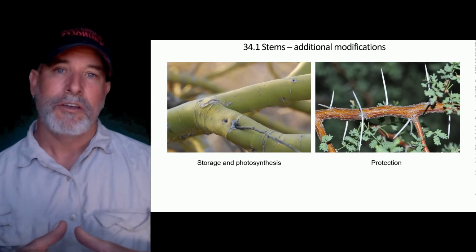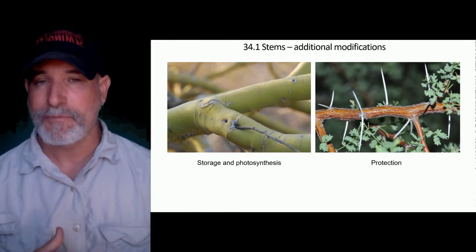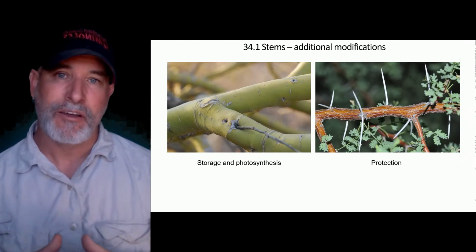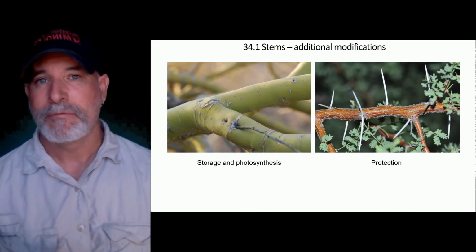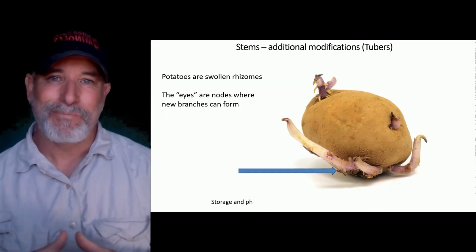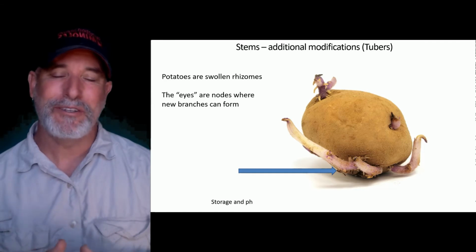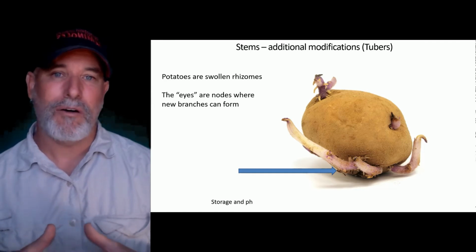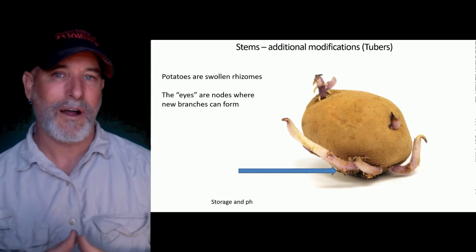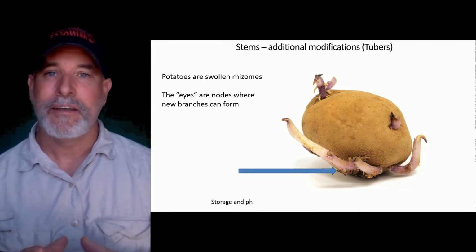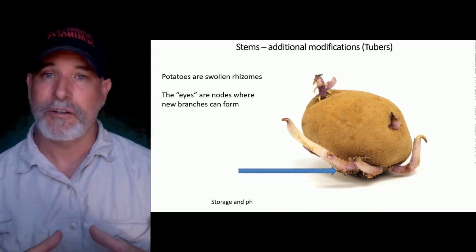And of course, you can have stems that will put out thorns, like on this acacia tree, and their thorns prevent herbivory. Now, stems can also be used for storage. Now, a potato is an underground rhizome that's modified into storing carbohydrates.